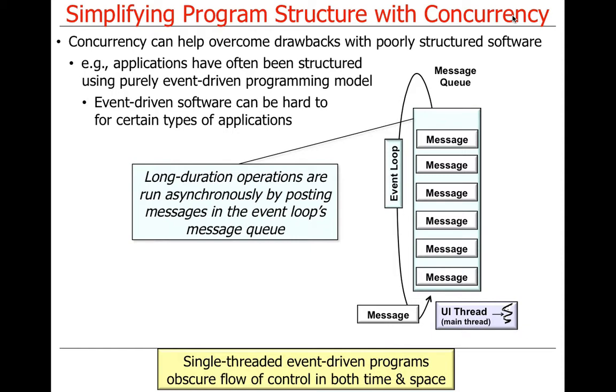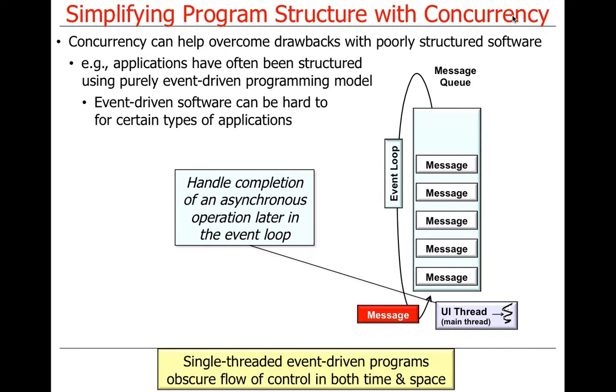So anything that might take a long time to run actually has to be run asynchronously, not synchronously, by posting messages in the event loop's message queue. When you want to do something that's going to take a long time, like start a read operation or a write operation, you put a message in the queue saying start this read and run it asynchronously. Then control immediately returns to your event loop and you go off and do some other things, which may involve doing nothing, but at least you're not blocking anything. When that operation completes, you get a message back saying the file has been read or the network blocks have been read.